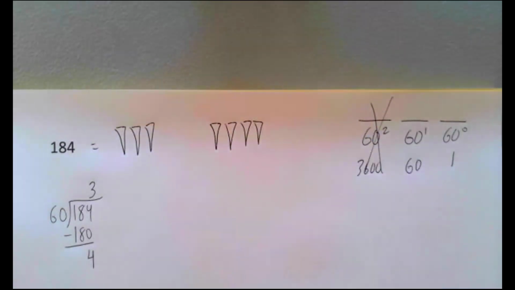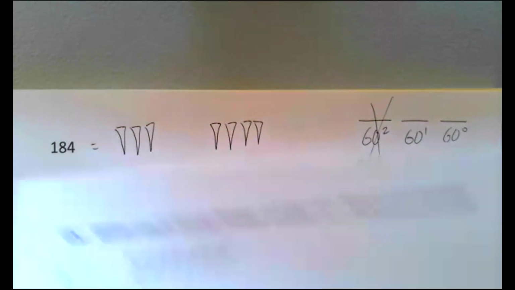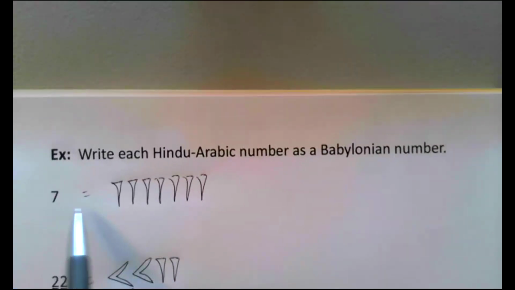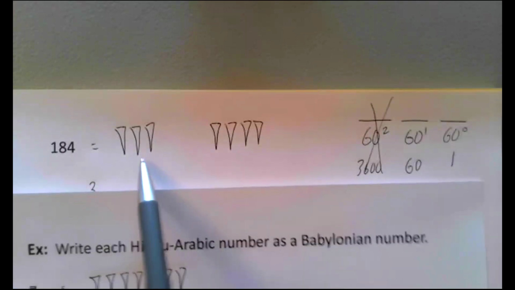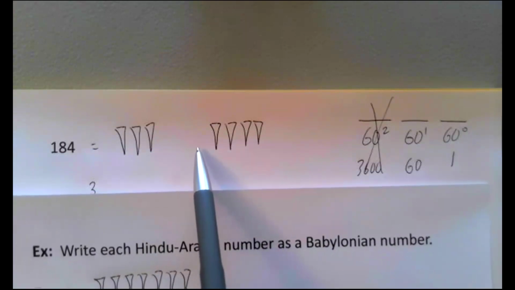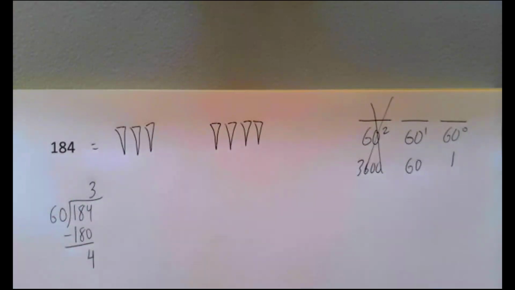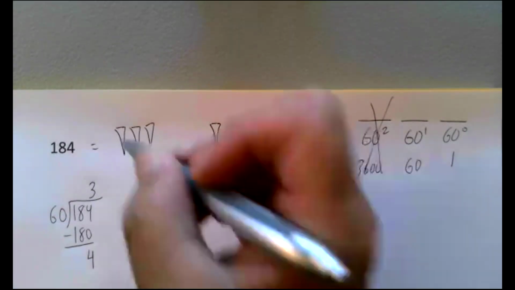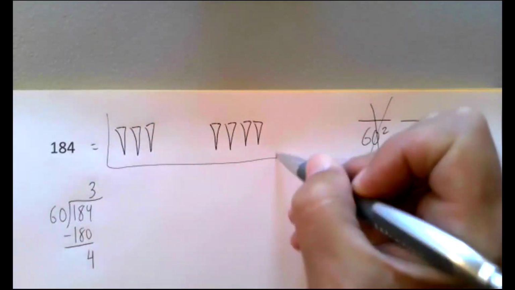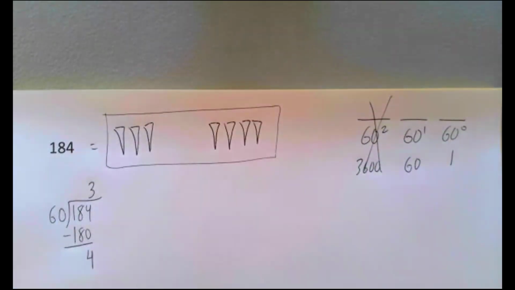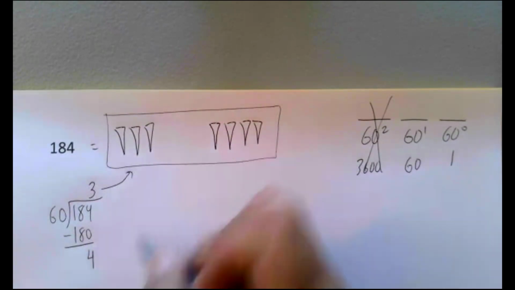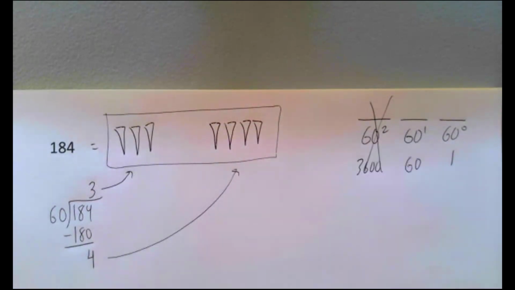Because if you didn't leave your space, then people would think you're writing the number 7, right? If you just wrote 3 and then 4 with no space, that's 7. But if you write 3 and 4 with that big space right there, it's actually equal to 184. It's very different, right? So this is my answer. This is what it would look like the way the Babylonians would write 184. 3 of those, 4 of those, right?